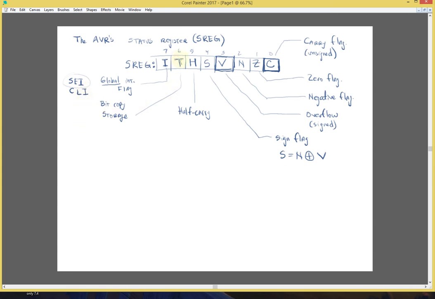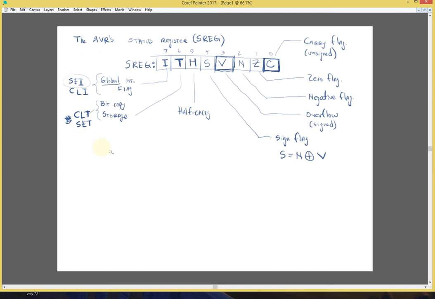The T stands for bit copy storage, and this is a flag that is for you to use however you want. The instruction to clear the T flag is CLT, and SET to set it. You can set it and clear it to your heart's content, however you want to do.